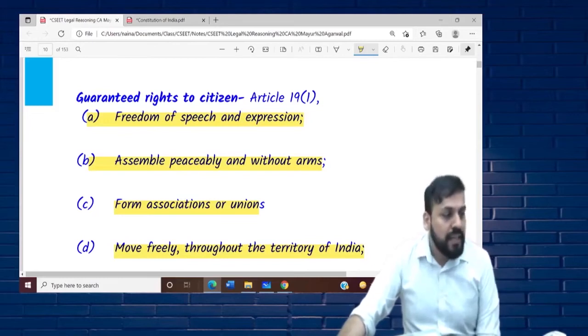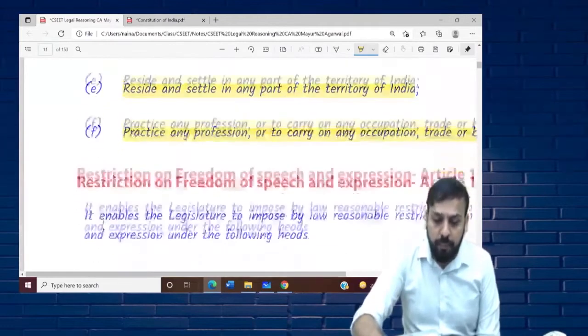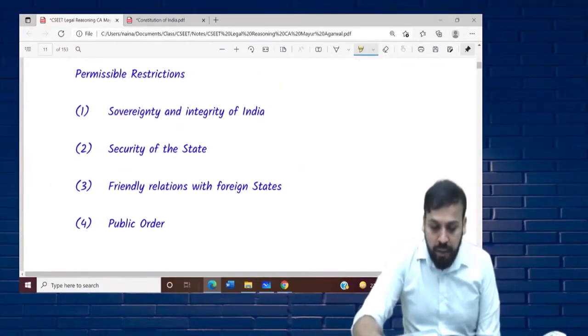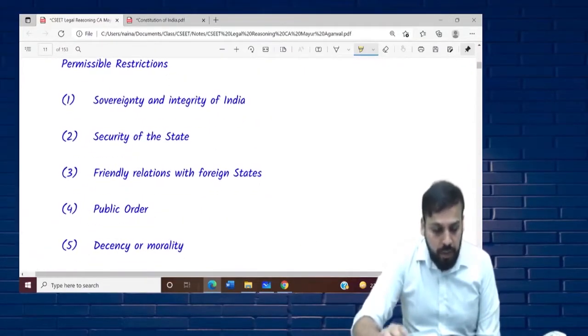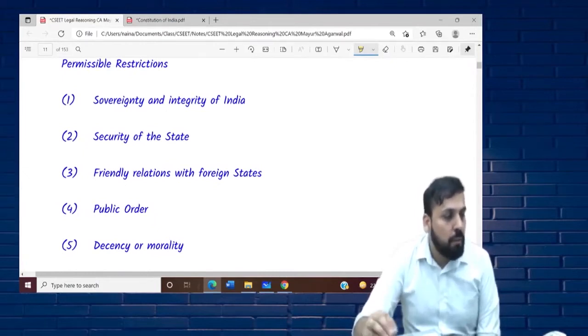Press, media cannot report that. They can report only after war, but they cannot disclose it before. Your speech is, you know, not decent and not moral. Okay, if it is immoral, then that is not allowed.